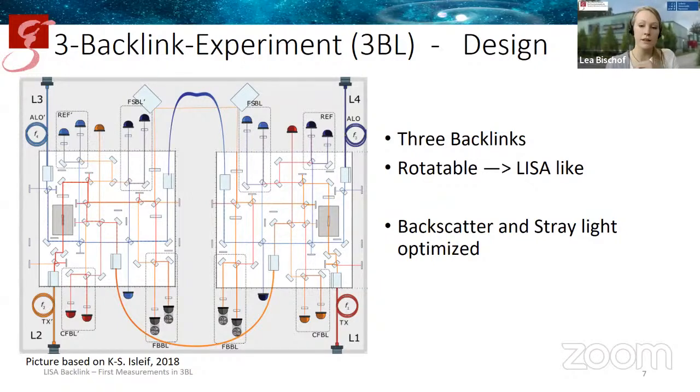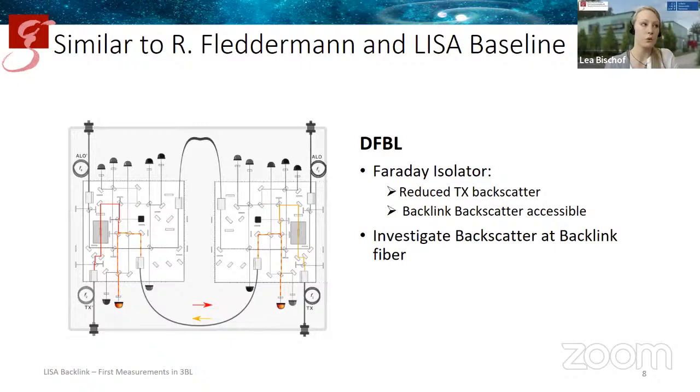And the whole design is optimized in backscatter and stray light because we already know from the previous experiment that this is a problem. So one backlink that's implemented here is a direct fiber backlink, and this is the one that is really similar to the one from Roland Fleddermann and thus also similar to the LISA baseline. Although we have here additional Faraday isolators, and they reduce the backscatter from the TX fiber so that we can actually investigate the backscatter coming from the backlink fiber.